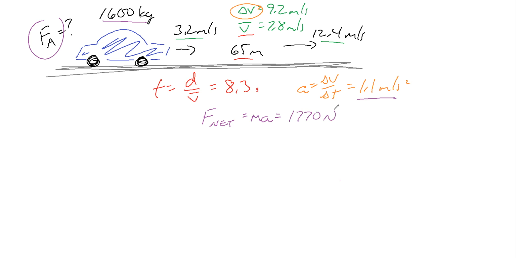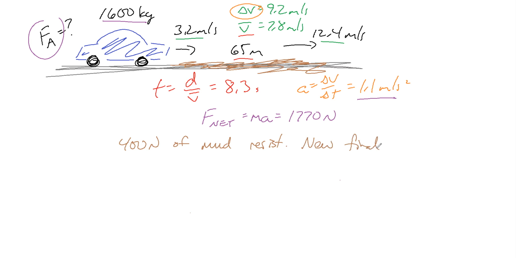Okay, so let's incorporate a little more here. Let's build on this a little bit and adjust the situation. Suppose there's mud or something like that here. I'll draw some mud. There's some mud. Let's say we end up with 400 newtons of mud resistance. If that was true, what would the new final speed and distance be now?